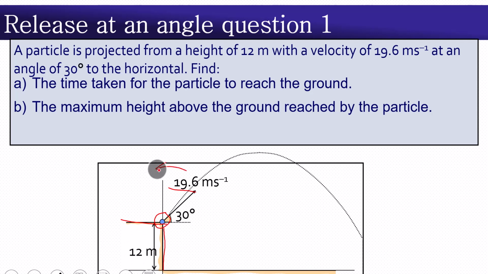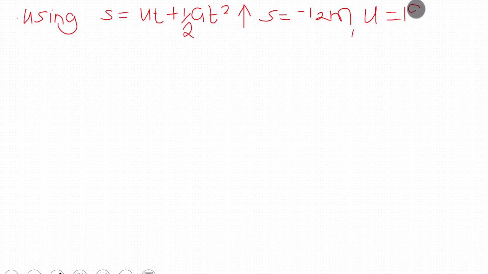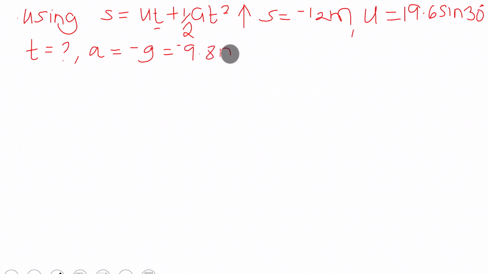19.6, but to the vertical it becomes 19.6 sine of 30 degrees. And then our t is what we are looking for, so we can say t is equal to a question mark. Then our acceleration a will always equal negative g, and will always equal negative 9.8 meters per second squared. It is negative because we are opposing gravity.